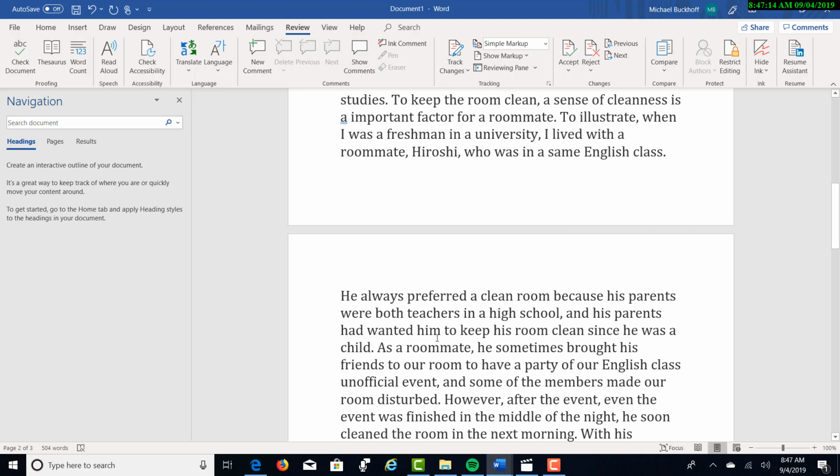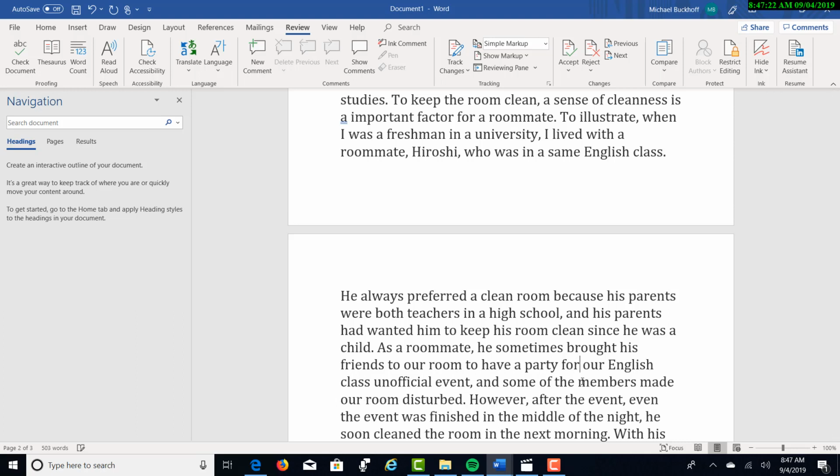As a roommate, he sometimes brought his friends to our room to have a party. I'm going to put for here. For our English class unofficial event, and some of the members made our room disturbed.